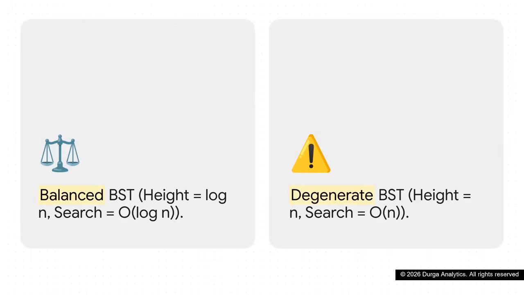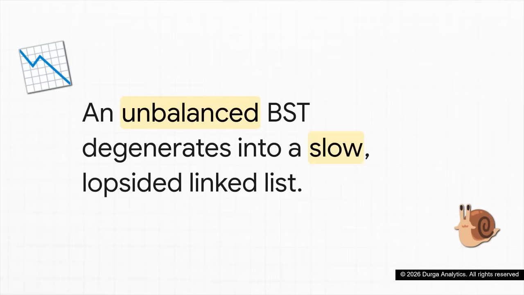But what happens if you insert data into your tree that is already sorted? Say you insert 1, then 2, then 3, then 4. Because 2 is greater than 1, it goes to the right. 3 goes to the right of 2, 4 goes to the right of 3. You completely lose the branching. The tree becomes entirely unbalanced, and your blazing fast O of log n performance plummets to a sluggish, terrible O of n. Under these conditions, the tree essentially devolves into a slow, lopsided linked list.